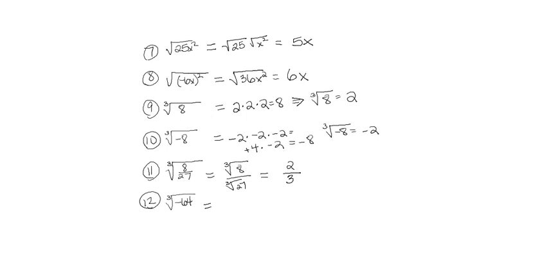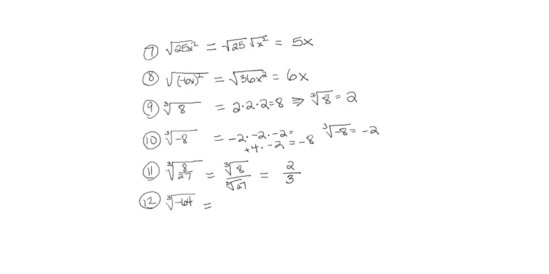Number 12, we're dealing with another negative underneath the radical, but once again we see that it is a cubed root, so it's okay. So we want to know what cubed is negative 64. Well, we know 2 cubed is 8, so negative 2 cubed is negative 8. We knew that 3 cubed was 27, so negative 3 cubed would be negative 27.